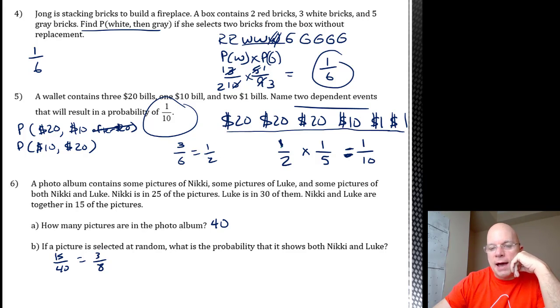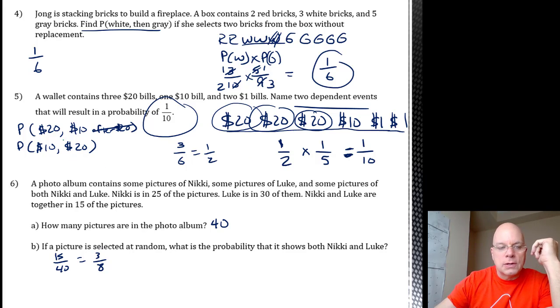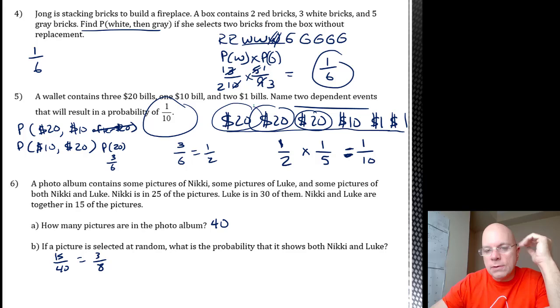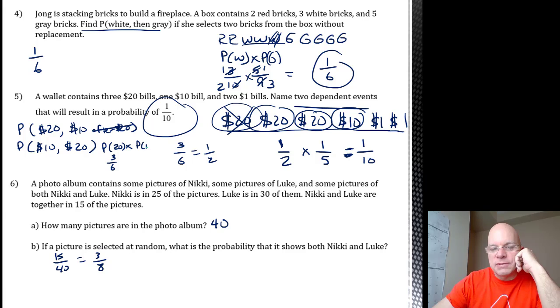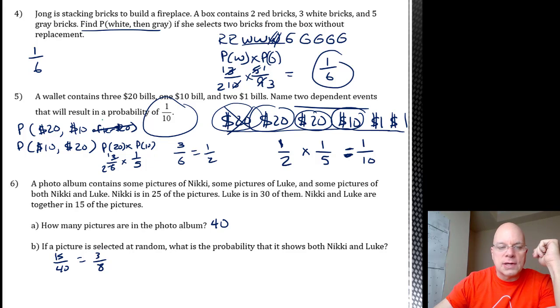So in order for this to be a half, it would have to be picking a 20. There are 3 20s to choose out of 6 possible outcomes. So the probability of a 20 is 3/6. Once one of those 20s is gone, I want a probability of 1/5. Well, there are 5 possible outcomes and only 1 $10 bill. So if you multiply by the probability of 10 after the 20 is picked and not replaced, that is 1/5. And so that's a half multiplied by a 5th. This is why I said this is one of the possible answers.